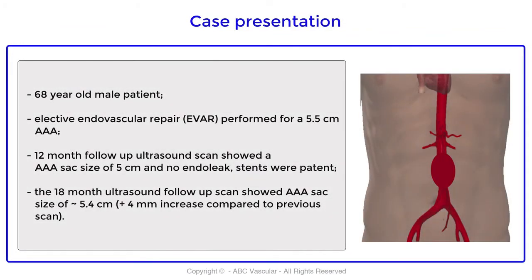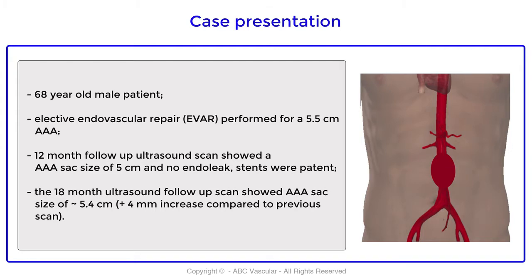This is a case of a 60-year-old male patient that underwent an elective endovascular repair for a 5.5 cm abdominal aortic aneurysm. Despite a reduced sac size reported at annual ultrasound follow-up scan, there was a 4 mm sac size increase compared to the annual scan at 18 months follow-up.